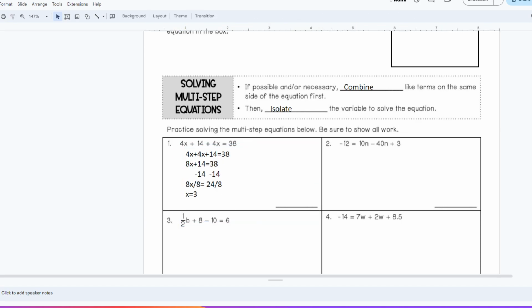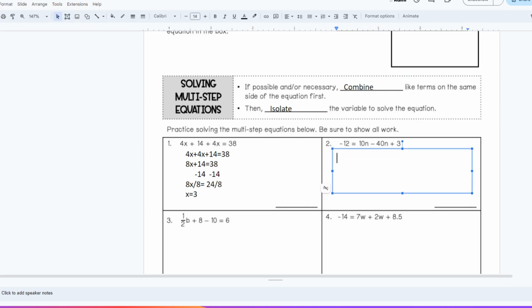Let's do the next one. So on the next one, we have 12 equals 10n minus 40n plus 3. So first, you guessed it, we're going to combine like terms. And we're going to say 10 minus 40. Remember, we can also rewrite this as minus 40 plus 10. It does not matter. So 10 minus 40, that's going to be negative 30. And there we go, negative 30n plus 3.